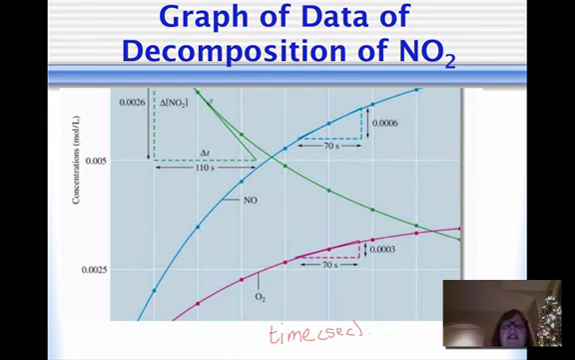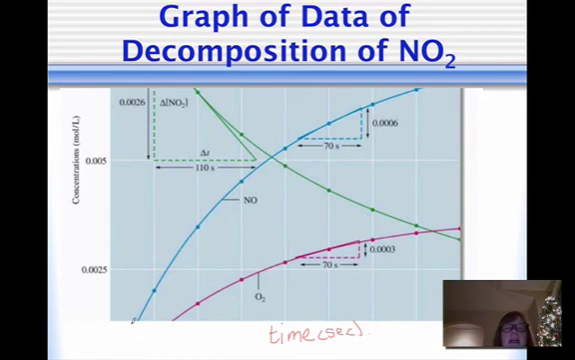But notice the slope of this line. The slope is the concentration over time, the y over the x. Notice that the slope of the line is not constant. If it were constant, it would be a straight line. As a matter of fact, the slope of this line is going down as time goes by. Did your data show that the rate of the reaction went down over time?